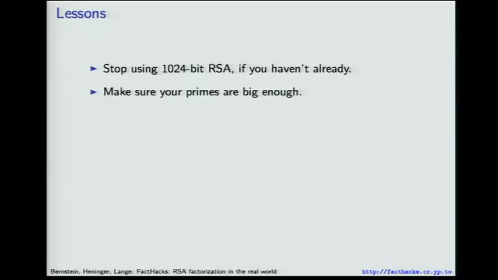So what are the lessons that we can learn from everything that we've done today? Well, the first one is stop using 1024-bit RSA if you haven't already. I have looked at the keys that are out there on the internet, and you are still using 1024-bit RSA. Second, of course, make sure your primes are big enough. Don't try to be clever about how you're generating them. And make sure your primes are random. You guys have some problems, especially in hardware.